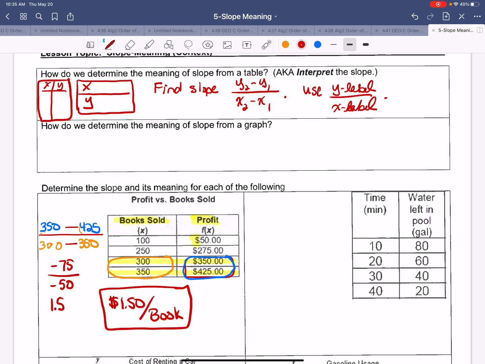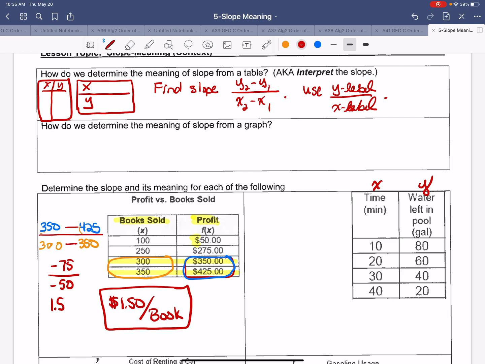And the next one, this is X again, and this is Y. Even though it doesn't say it in the table, we make an assumption that the column on the left is X and the column on the right is Y. That's not always the case, but in our class, we're going to make that assumption right now.